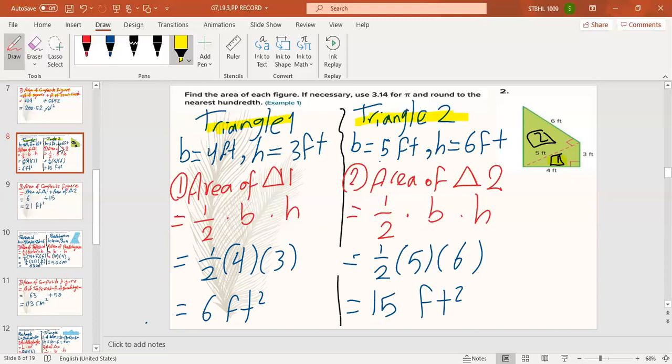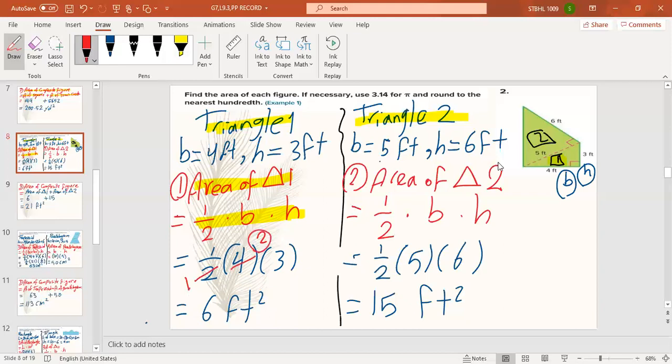The given related to triangle 1 is the base is 4 feet and the height is 3 feet. And directly, area of triangle, write the formula. Area of triangle 1 equals half b times h, which is base times height. It will be half times 4 times 3, and simply 4 divided by 2 equals 2, 2 times 3 is 6 square feet.